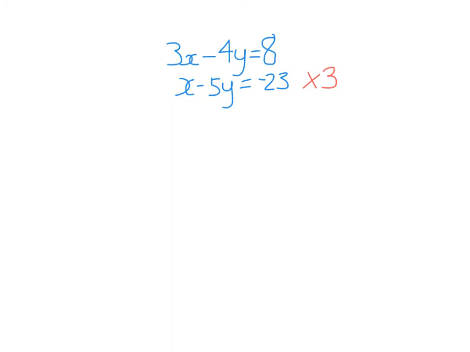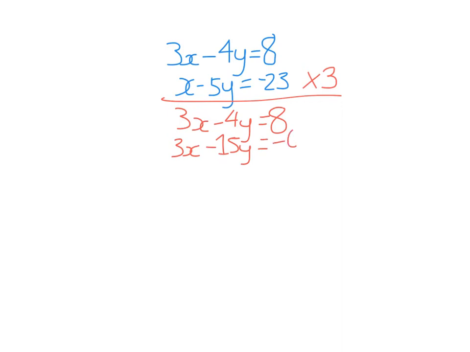See, as it stands, before I multiply by 3, adding together these two equations or subtracting one from the other will not be helpful. But let's multiply the bottom equation by 3. That means I multiply everything by 3: x by 3, negative 5y by 3, and negative 23 by 3. So I'm going to leave the first equation alone. Multiplying the bottom by 3, I multiply x by 3, minus 5y by 3, and minus 23 by 3.